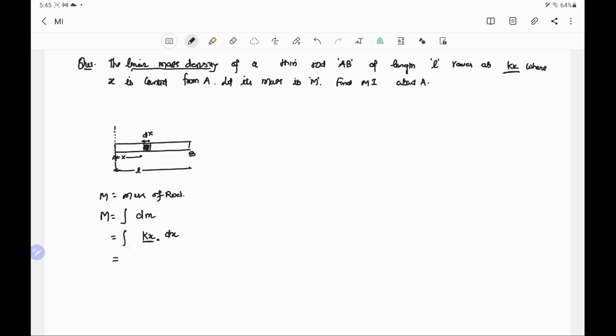To find the total mass, we take x equal to 0 to L. This point is x equal to 0 and this point is x equal to L. We have to integrate from x equal to 0 to x equal to L. K is constant, it will come out: integral from 0 to L of x dx. Integrating x gives x square by 2, from 0 to L. Upper limit first, minus lower limit: L square by 2 minus 0. And simply we will get half K L square.